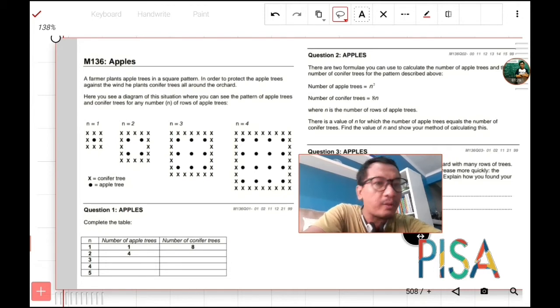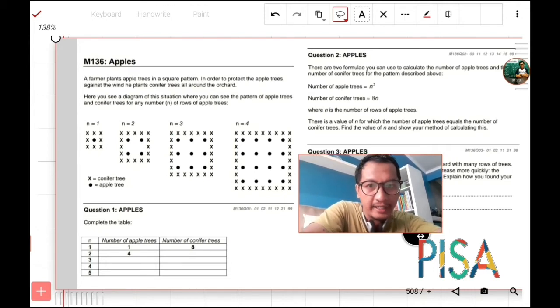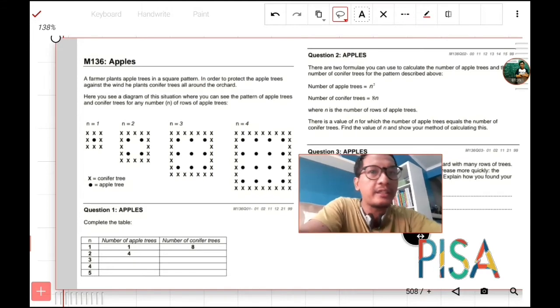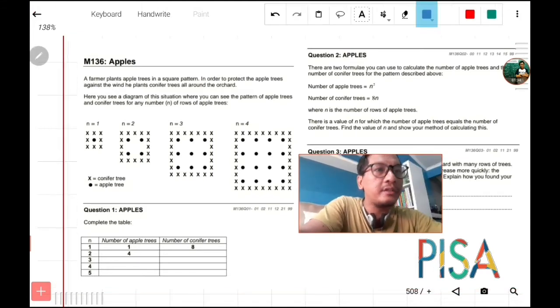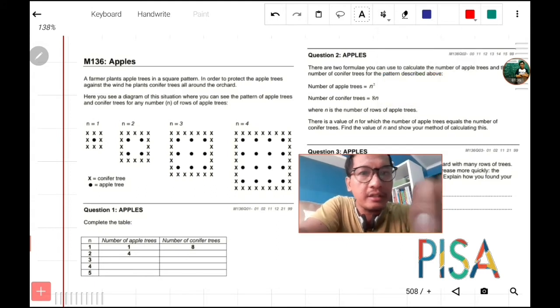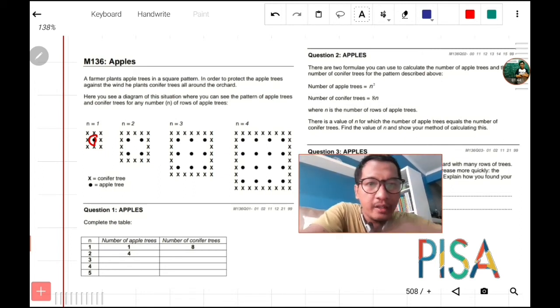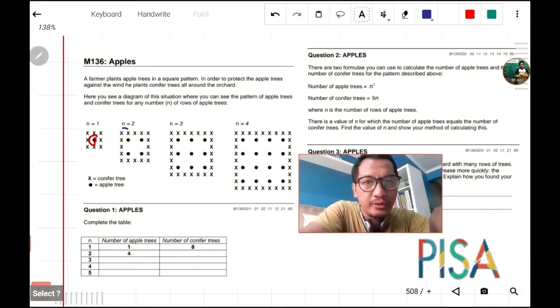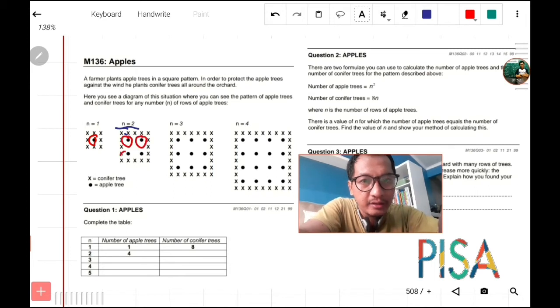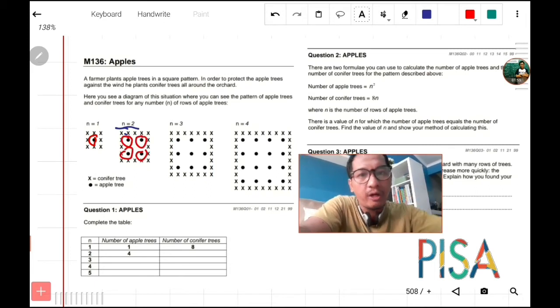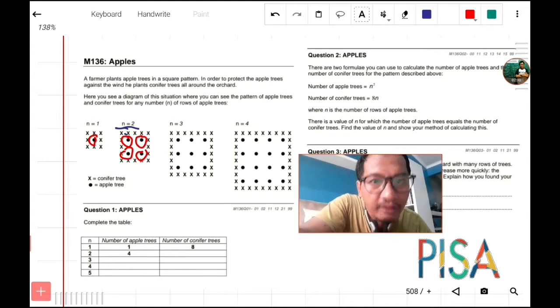If n is 1, we can see this is one apple tree, and around it are conifer trees. When n is 2, these are 4 apple trees, and around them are conifer trees. And so on.